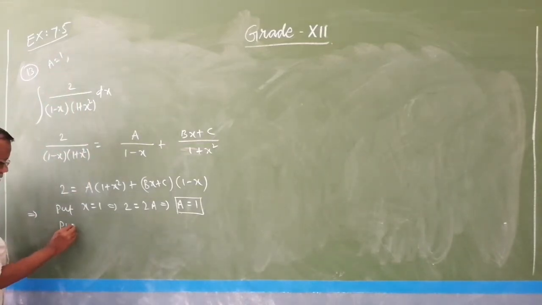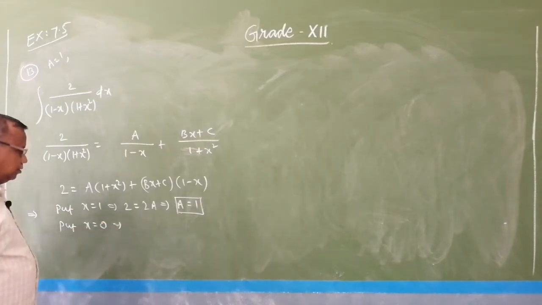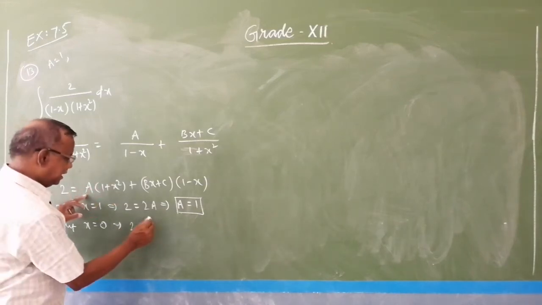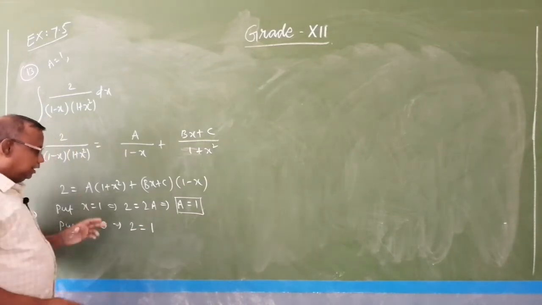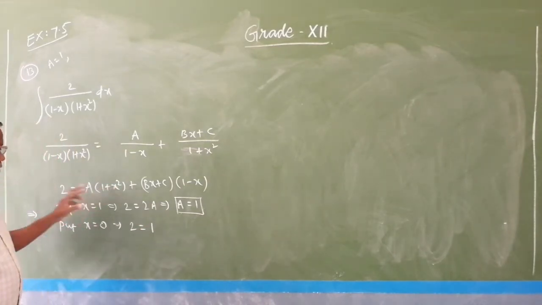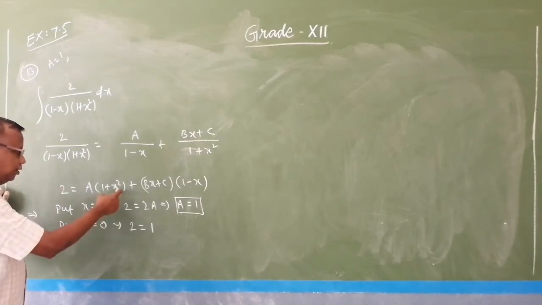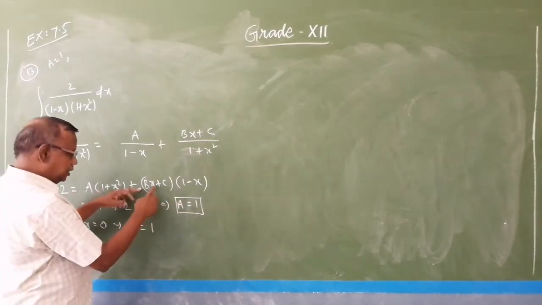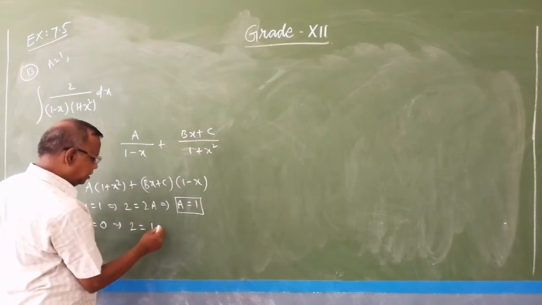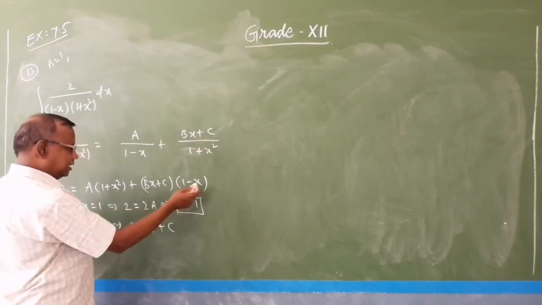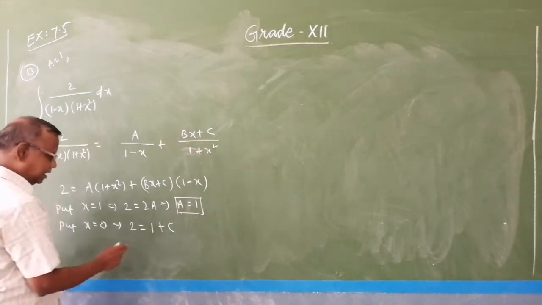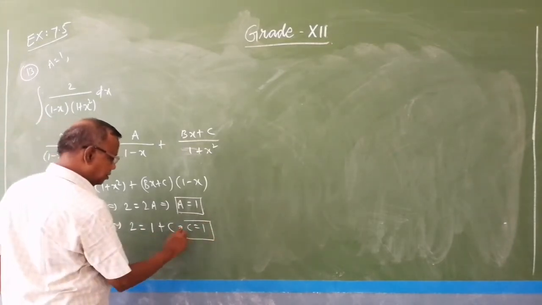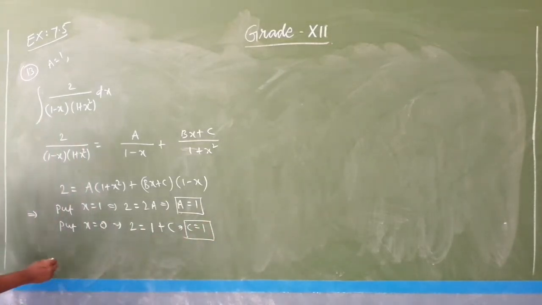Now put x equal to 0. Here we are substituting x equal to 0. So, LHS is 2, and here 0 plus 1 is 1, into the value of A which is 1. So, 1 plus, and 0 means this is eliminated, plus C into 1 minus 0 means 1. So, 1 plus C equal to 2, which gives C equal to 1. C is also 1.